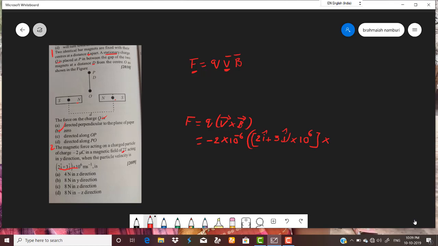The magnetic field is in y direction, 2j cap. So according to the cross product we have to multiply with 2i cap and 2j cap. So here minus 2 into 10 power minus 6, then 2 into 2 is 4, i cross j gives 4 k cap. Here 10 power 6 and 10 power minus 6 get cancelled. So the remaining term is minus 8 k cap. My answer is minus 8 k cap. Minus 8 k cap means it is the z direction, and minus means it is the negative z direction.